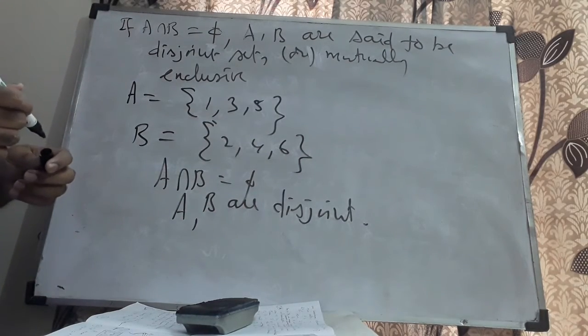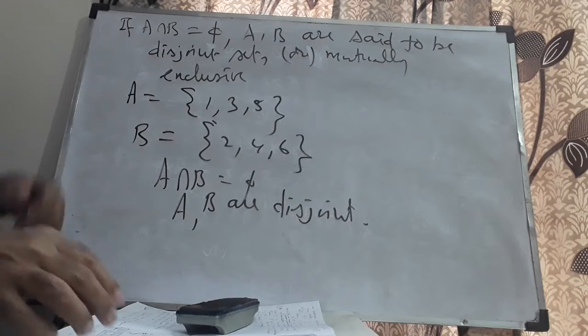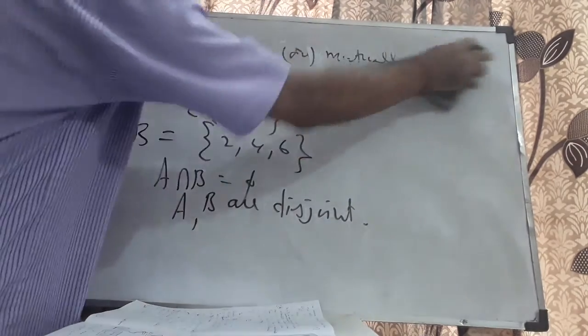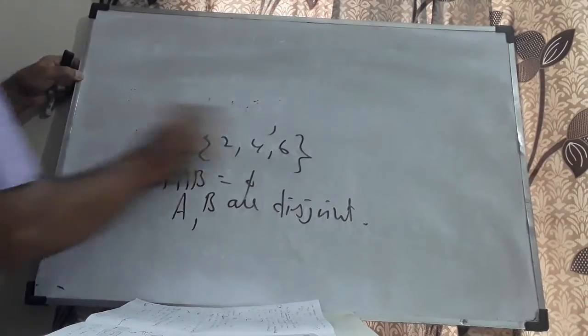Any number has to be either odd or even. It can never be both. Here the intersection is empty. Therefore, they are disjoint sets.